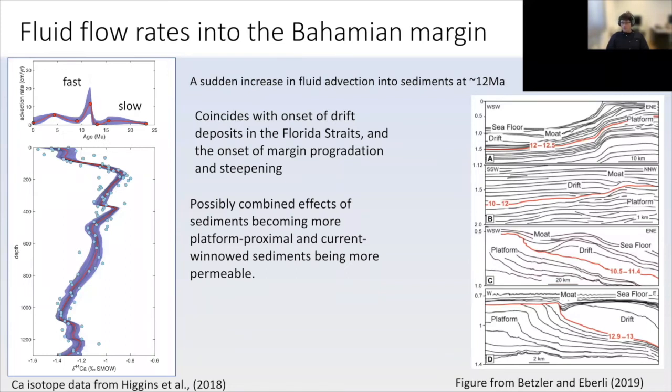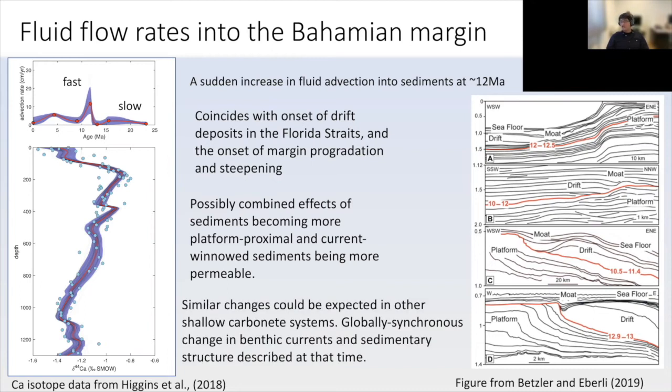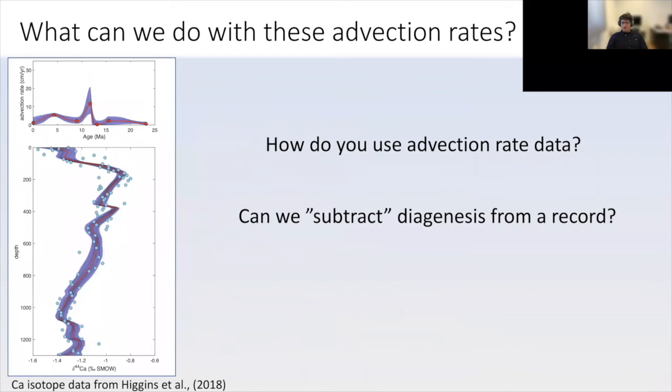And so one thing worth noting is that you might expect similar changes, not necessarily in the same way, because every carbonate system responded differently to this change in benthic currents, but you would expect a change in the carbonate records at this time, due to this rearrangement in benthic currents. So we've now measured the advection rate. We have some quantifiable way of doing that. So now we've solved our problem. We've already constrained the diffusive term. We now have solved the advective term, and we've now solved the reactive term too.